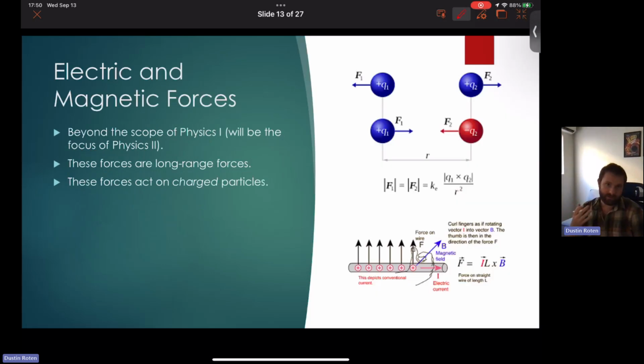Now we do have electric and magnetic forces. All of Physics 2 pretty much is dedicated to these types of forces, so we won't talk about this in Physics 1. But these are long-range forces, and these forces do act on charged particles. Just be aware that they're there. If I get super creative, I might try to incorporate these somehow into a problem set problem, but I doubt I will. But just be aware that they're out there. They're like gravity. You've got distance between two things that are interacting, and they are long-range forces that do exist.